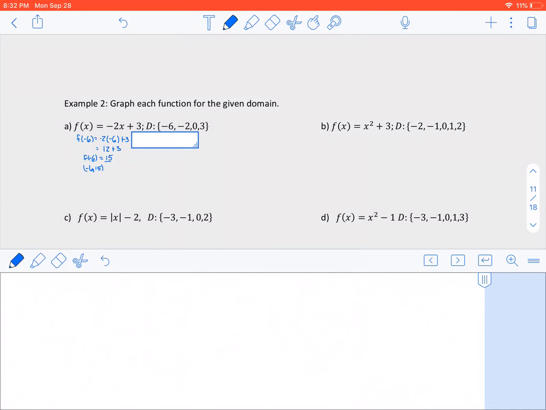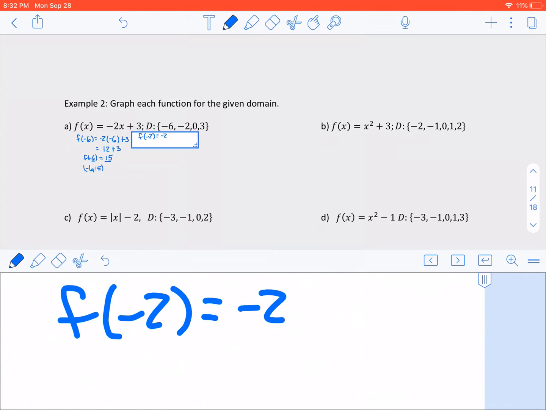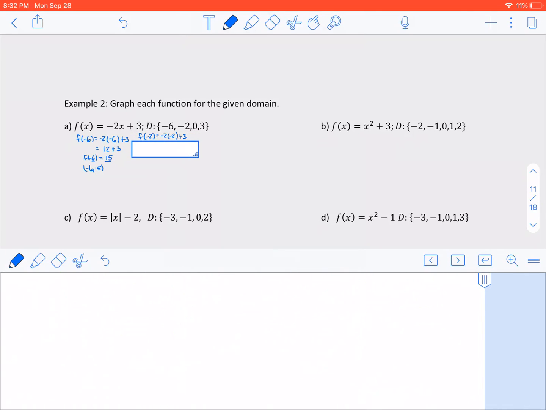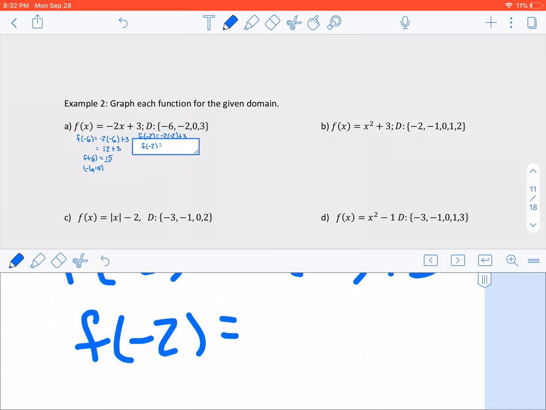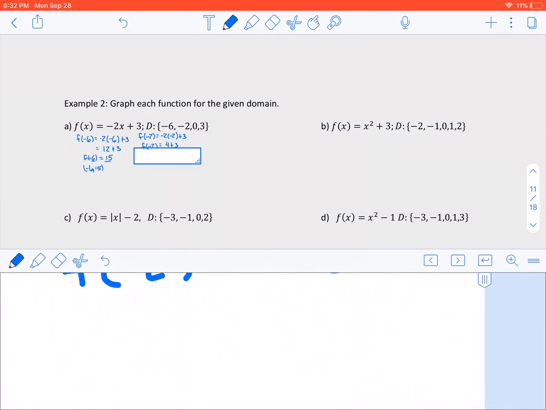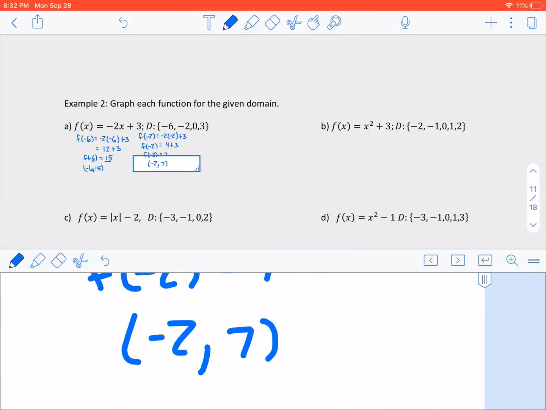Do the same thing here. f of negative 2 equals negative 2 times negative 2 plus 3. Negative 2 times negative 2 is 4, plus 3, which is 7. So f of negative 2 equals 7. In other words, when x is negative 2, y is 7. The ordered pair is negative 2, 7.